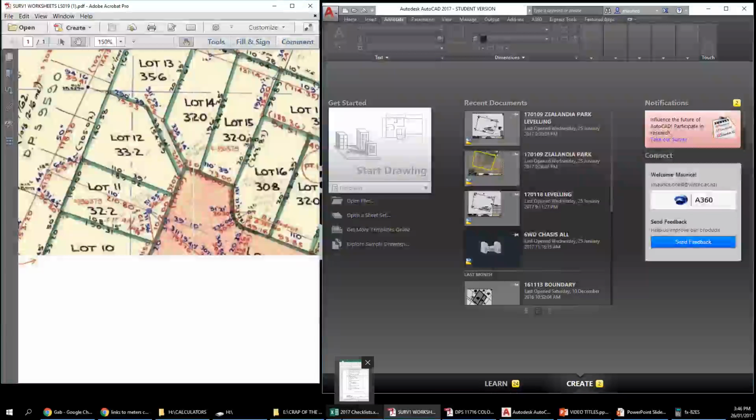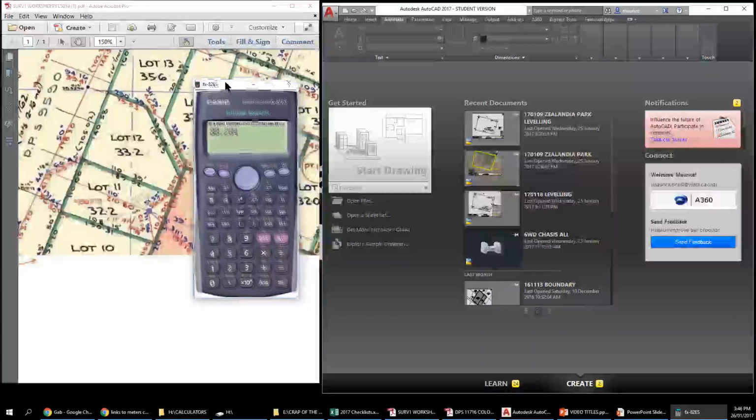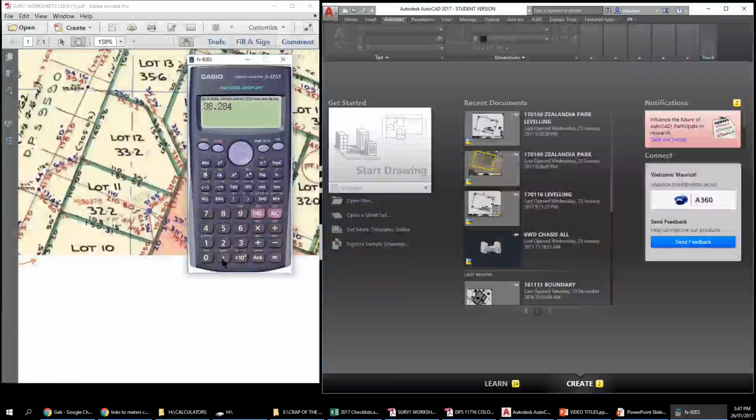Okay, so let's get our calculator out, I think, and I'm just going to do a little conversion there of 190.31. So well, first of all, clear 190.31. So that's our links, and to convert that to meters, we multiply that by 0.201168 equals.